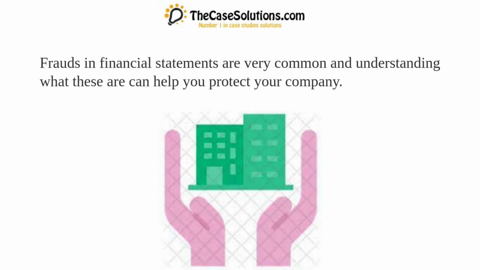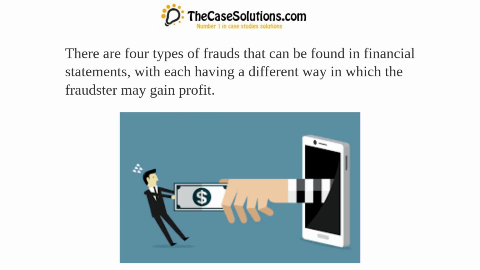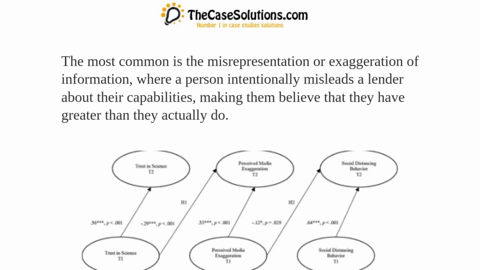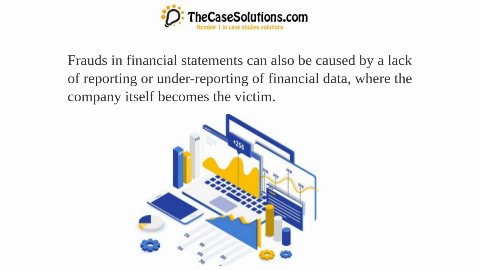Frauds in financial statements are very common, and understanding what these are can help you protect your company. There are 4 types of frauds that can be found in financial statements, with each having a different way in which the fraudster may gain profit. The most common is the misrepresentation or exaggeration of information, where a person intentionally misleads a lender about their capabilities, making them believe that they have greater than they actually do. Frauds in financial statements can also be caused by a lack of reporting or underreporting of financial data, where the company itself becomes the victim.